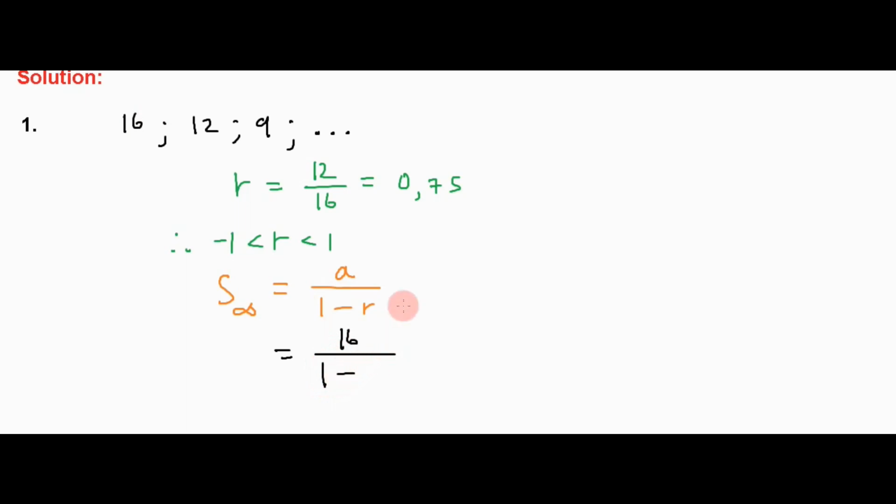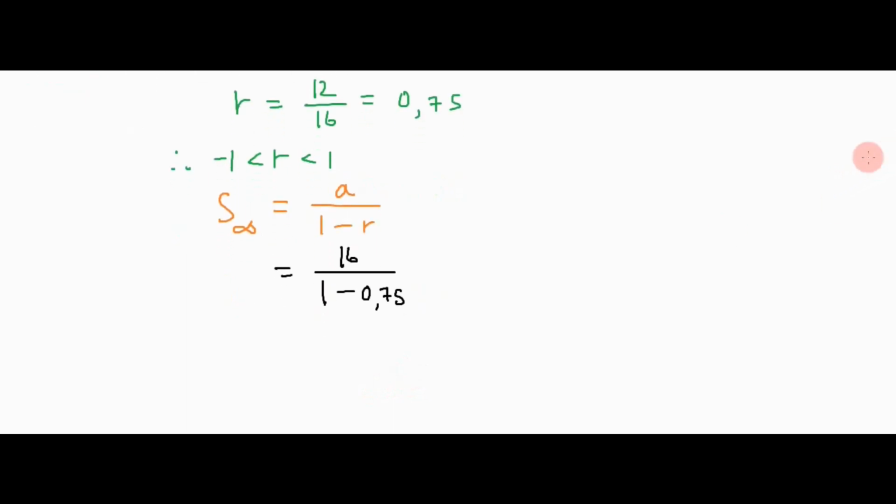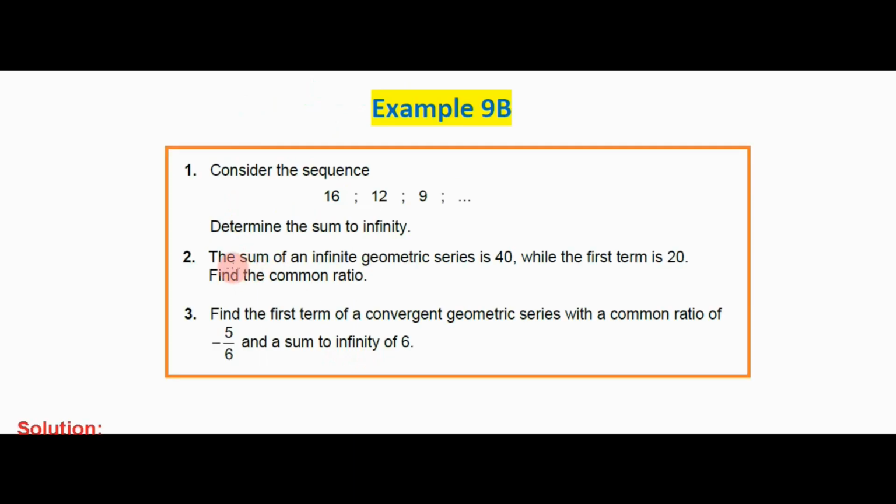R is the common ratio, and it's 0.75. And we can do this on a calculator, and we see that the sum to infinity is 64. In number 2 it says the sum of an infinite geometric series is 40, while the first term is 20. Find the common ratio.